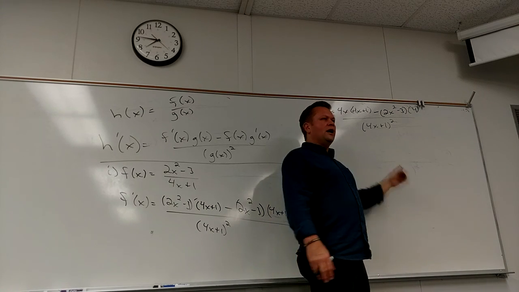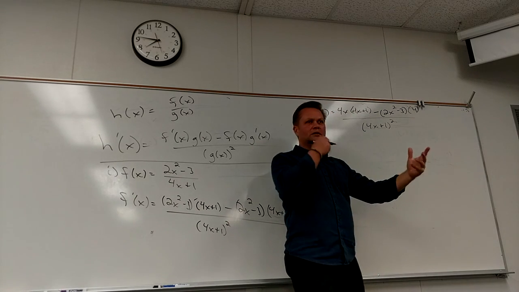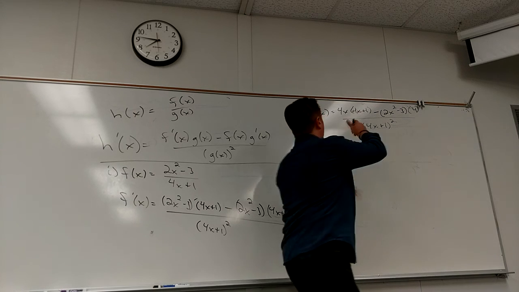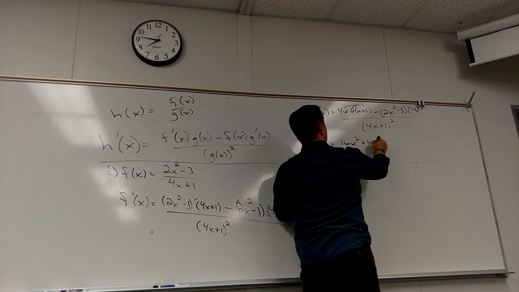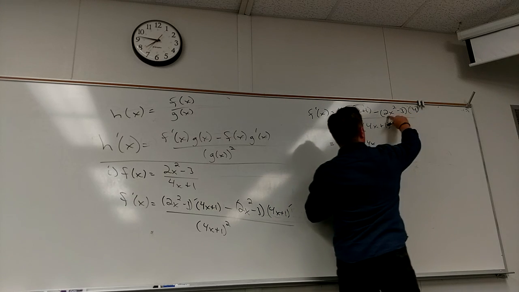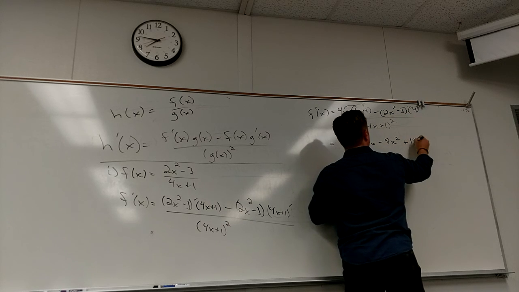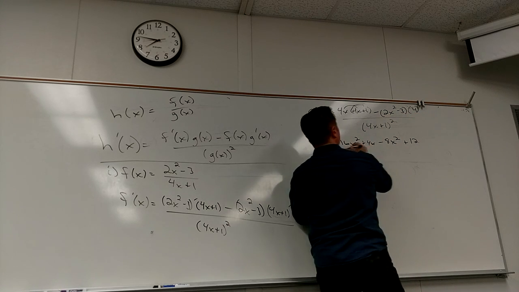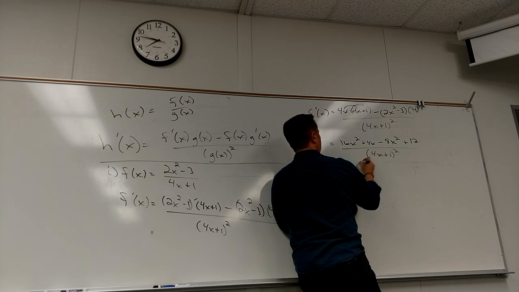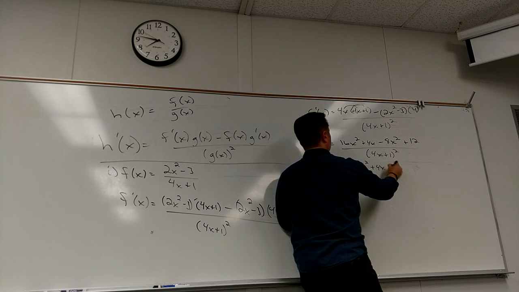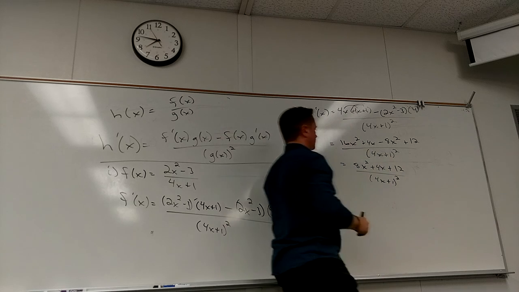I always have somebody say, it was much easier for me to do than what you did on the board. I'm like, because you did it wrong. So what do I do then? I distribute. Start getting like terms together. Here it's going to be minus 8x squared plus 12. And then I finally get 8x squared plus 4x plus 12 all over 4x plus 1 squared.